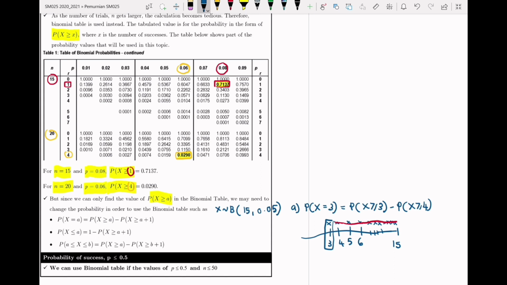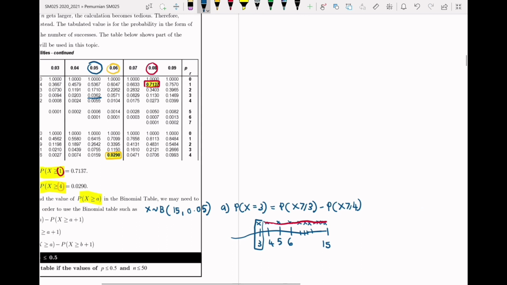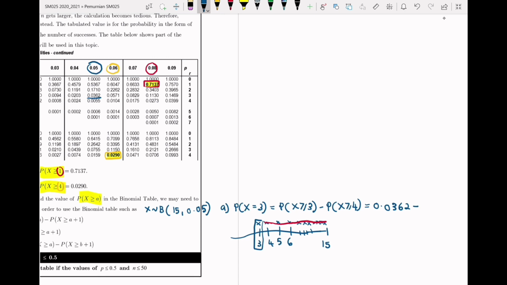So we only have P(X = 3). Look at the table given, n equals 15, p equals 0.05, and P(X ≥ 3) is here, 0.0362, minus P(X ≥ 4), which is here, 0.0055.